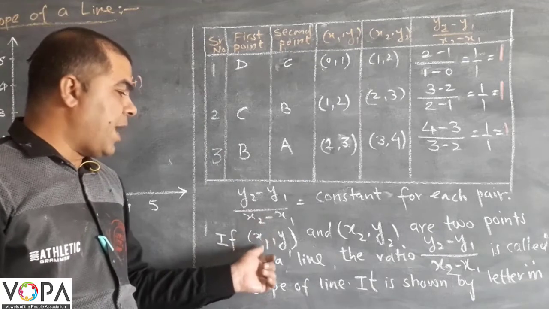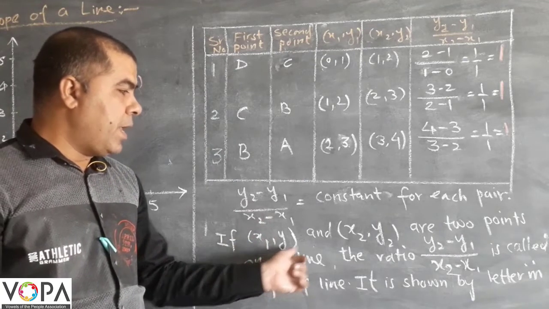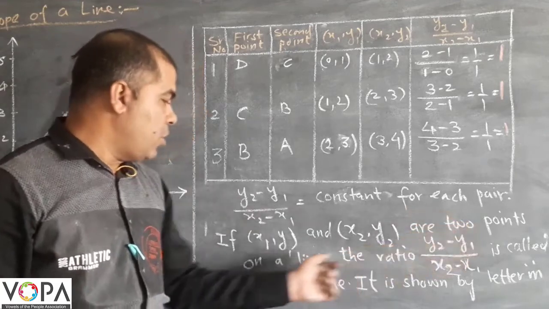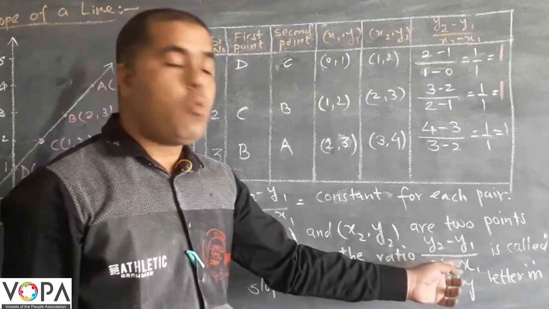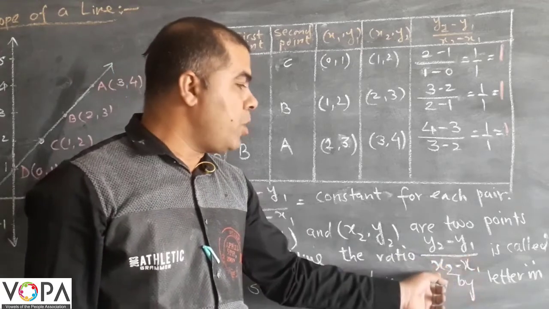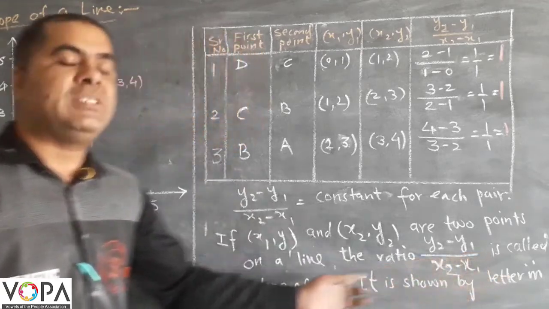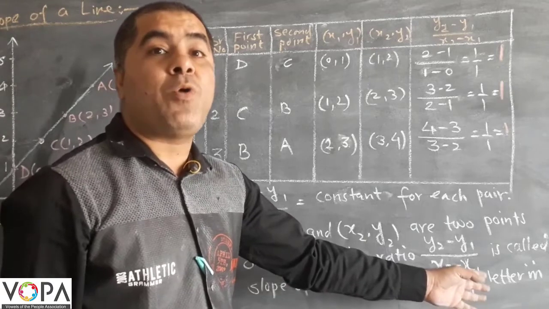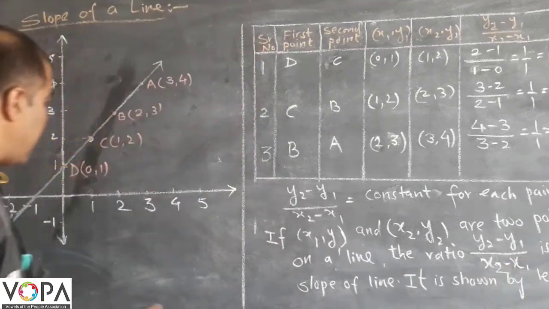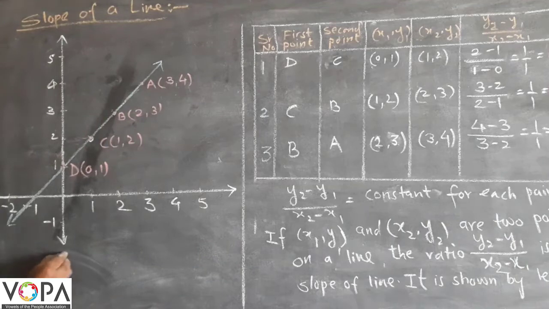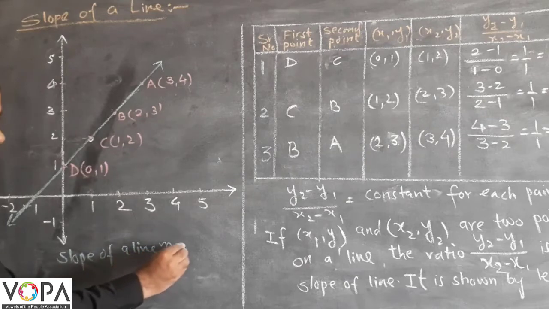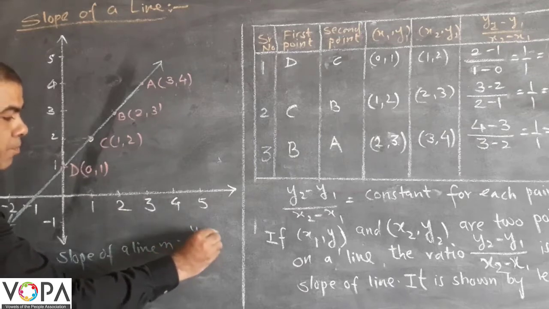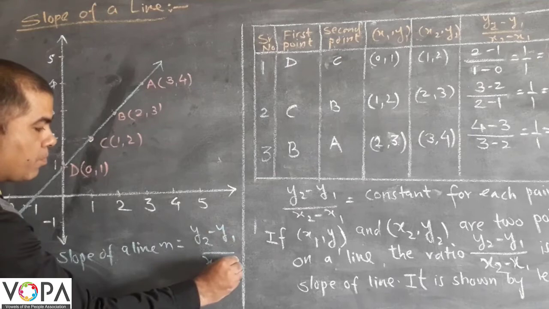Now, if x1, y1 and x2, y2 are any two points on a line, then the ratio y2 minus y1 upon x2 minus x1 is called the slope of a line. It is shown by the letter small m. So the formula is: slope of a line m is equal to y2 minus y1 upon x2 minus x1.